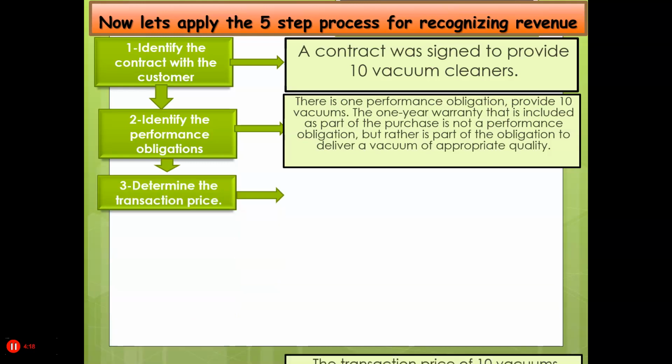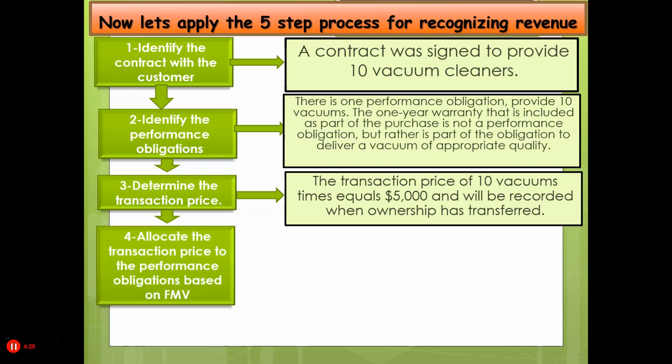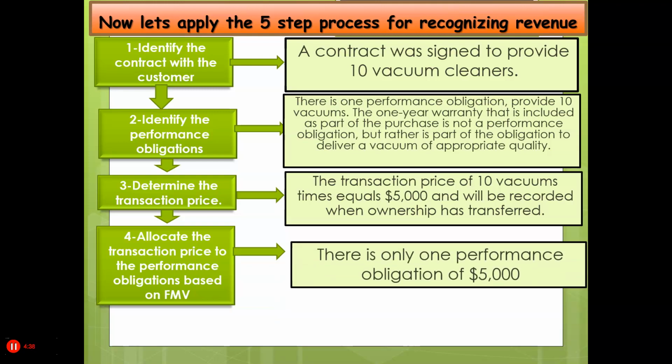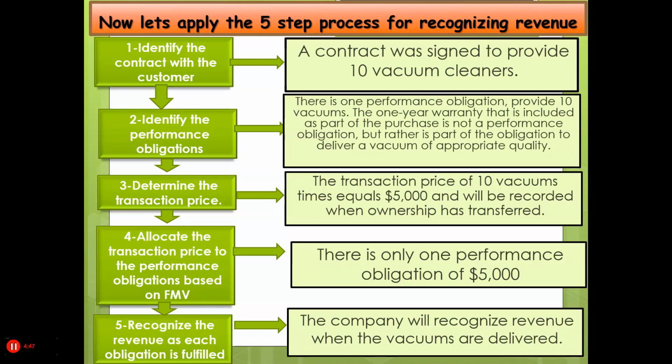Determine the transaction price. In this case, it'd be 10 vacuums times $500 each, which is $5,000. And then allocate the transaction price to the performance obligations based on fair market value. There is only one performance obligation of $5,000. And then when the vacuums are delivered, they will be able to recognize the revenue.